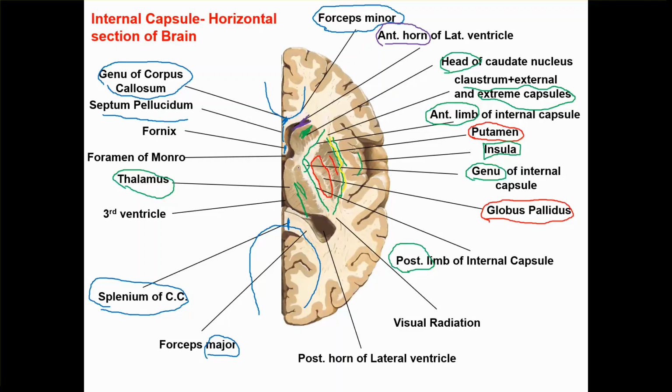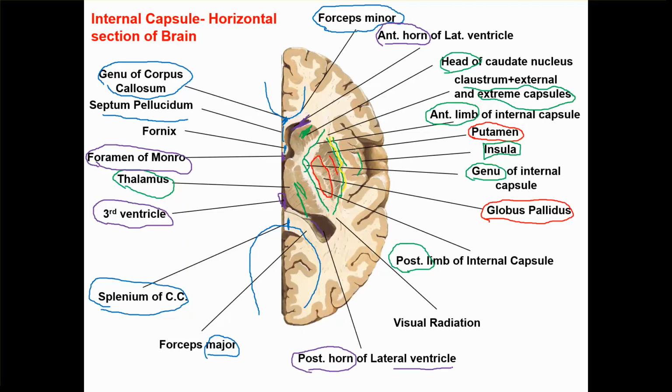Then we have, just below the fornix, this part, this is the foramen of Monro. Between the thalamus, this is for the third ventricle. This place is for the third ventricle. Then the posterior horn can be seen here, which is entering into the occipital lobe, posterior horn of the lateral ventricle. So let me complete the parts of the lateral ventricle.